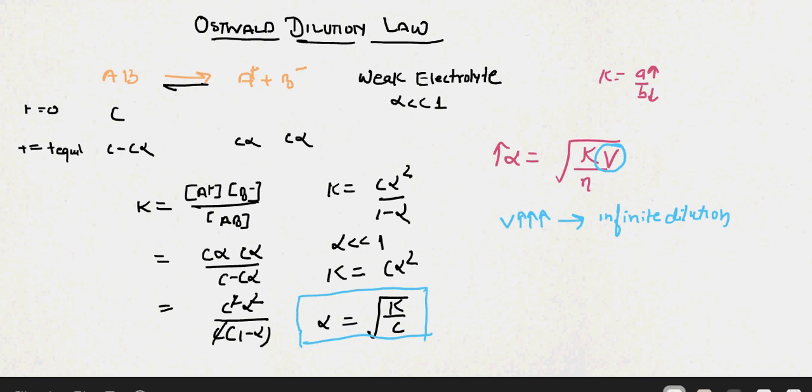So we can say that any weak electrolyte will behave like, it is to be noted down, I am saying behave, I am not saying become, a strong electrolyte at infinite dilution. This is known as Ostwald dilution law.